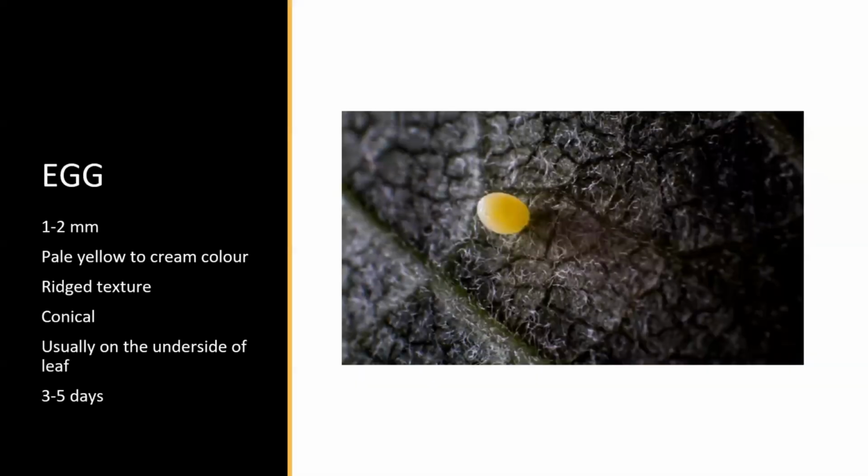Now let's take a closer look at each developmental stage, beginning with the egg. Monarch eggs are very small, measuring only 1 to 2 millimeters. The eggs are pale yellow or creamy in color and have a rigid texture. They are generally found on the undersides of milkweed leaves, but they can be laid on the tops of leaves, the stems, or even the buds. This stage lasts 3 to 5 days.